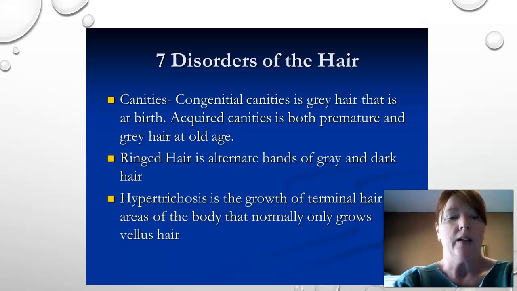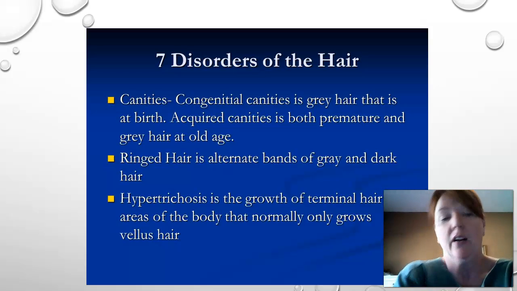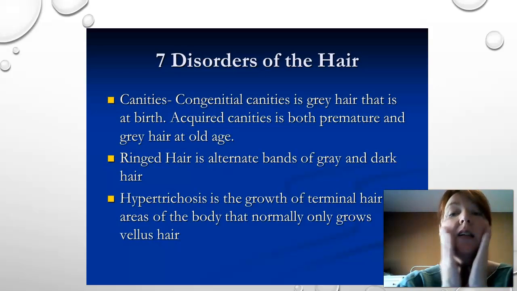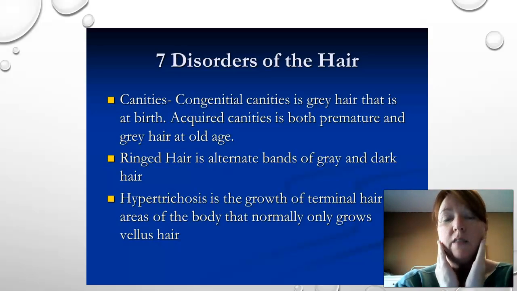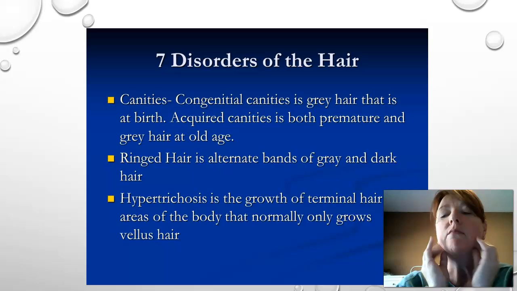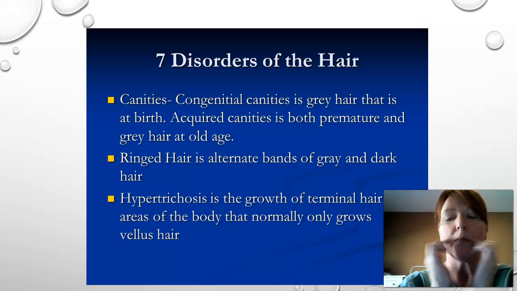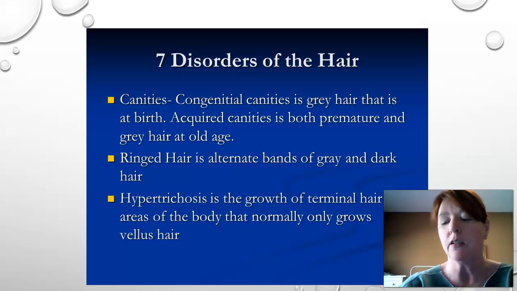Seven disorders of the hair. Canities is gray hair. Congenital is at birth. Acquired canities is both premature and gray hair at old age. Ringed hair is alternate bands of gray and dark hair. And hypertrichosis is the growth of terminal hair in areas of the body that normally grow only vellus hair, as in on your face. Vellus hair is the very downy hair that you have on your face, upper lip, around your cheeks, chin.